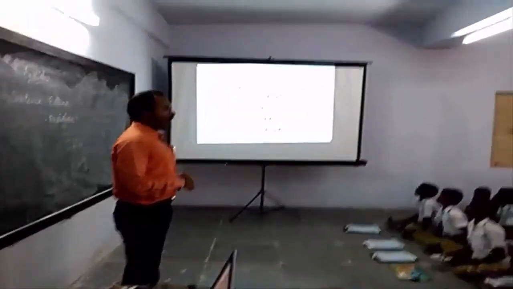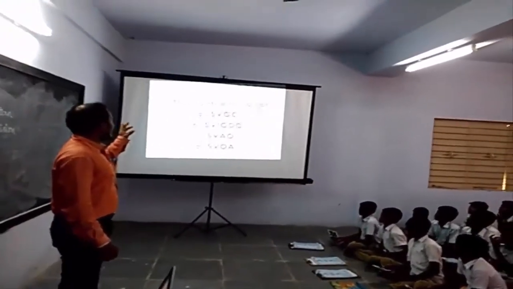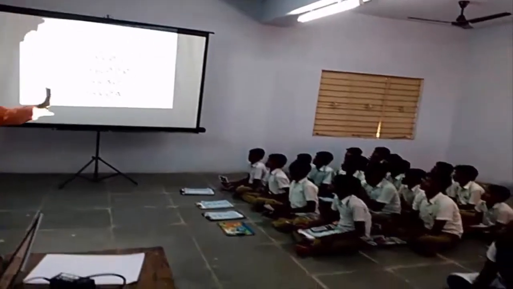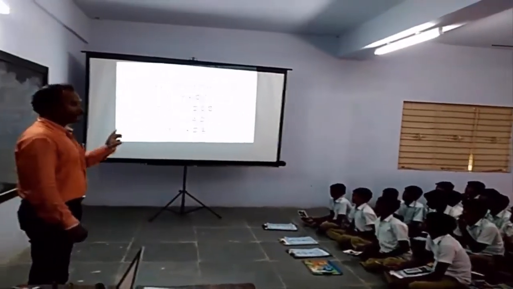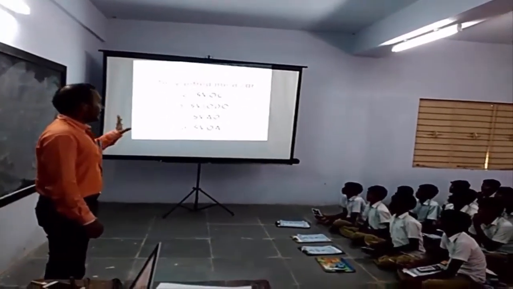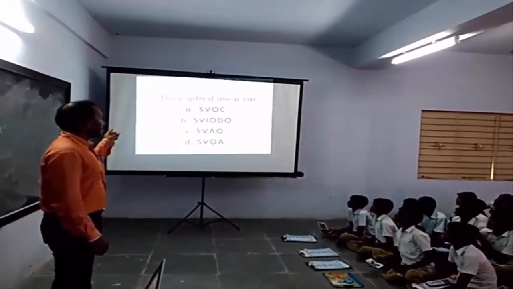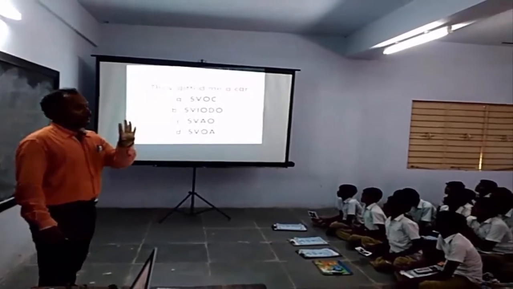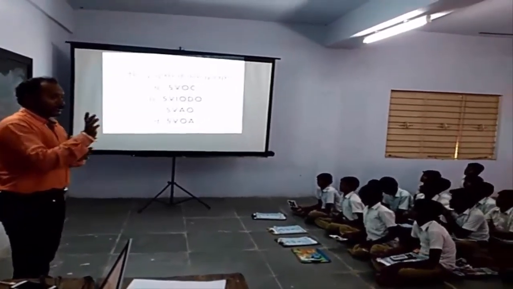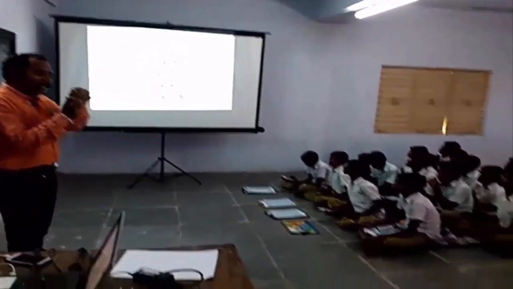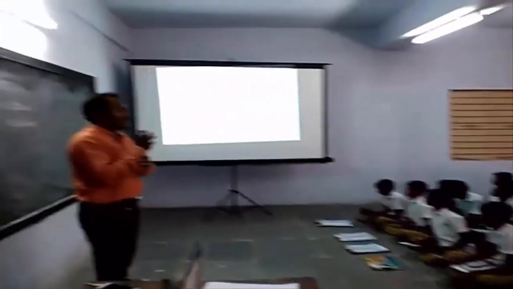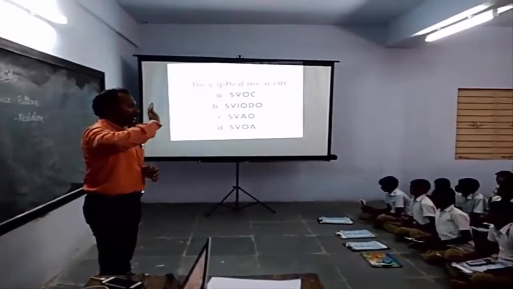They gifted me a card. So the options are A, SVOC, don't show it now. I will say, and then only you have to show. Number 2, SVIODO. Number 3, SVA. Number 4, SVOA. Okay, so you have 4 choices. You have the ticket cards in which A, B, C, D are printed. You have to show according to your answers.